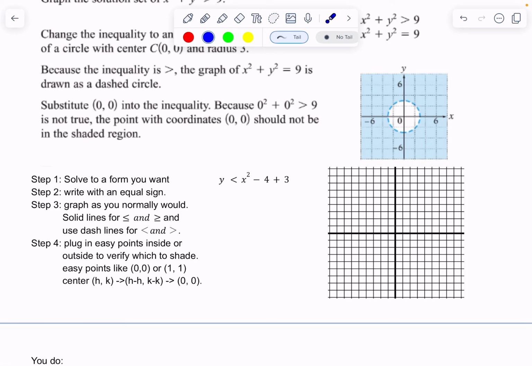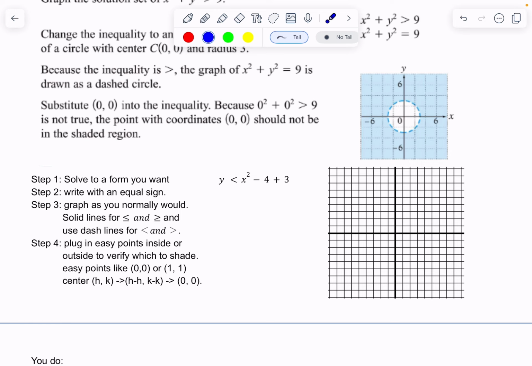Let's try this. I have a little step-by-step. Solve to a form you want. Generally speaking, I like my shifty forms, so get those forms. Standard form as best you can, or vertex form. Write the equation with an equal sign. You can skip that step if you don't like it. It just helps to reference how to graph stuff.